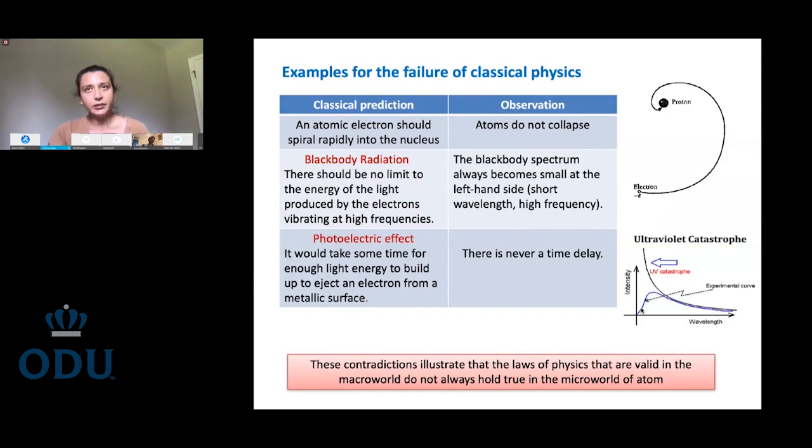Classical physics says it takes time for the electron on the metal surface to build up enough energy to escape the surface. But observationally, there is no time delay. You shine a light and the electrons come out. So the details are not important, but what is important is that classical mechanics makes a prediction, but the reality is different. So that's what failure is. It cannot tell what's going to happen, or it tells something and it's wrong in reality. That happens in special relativity too, but we are going in the quantum direction.